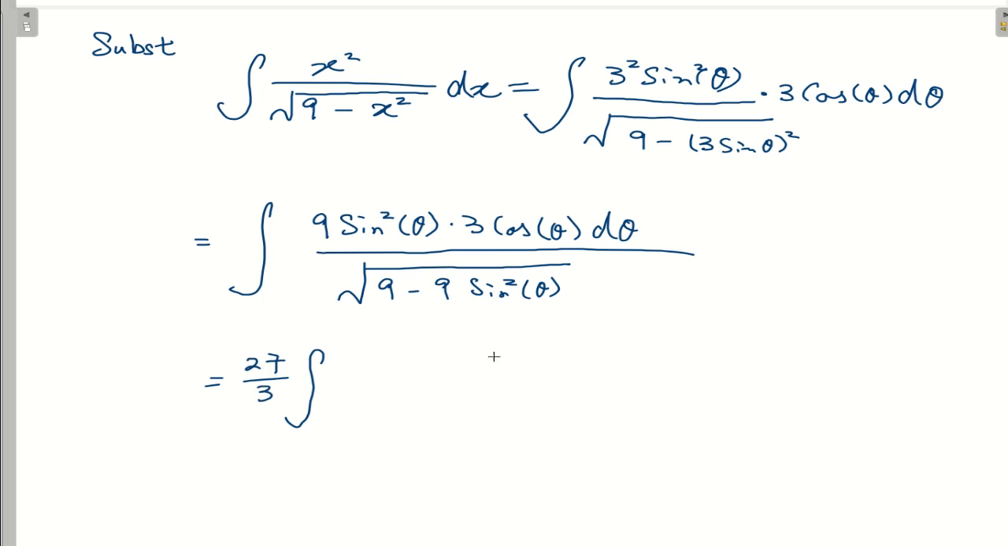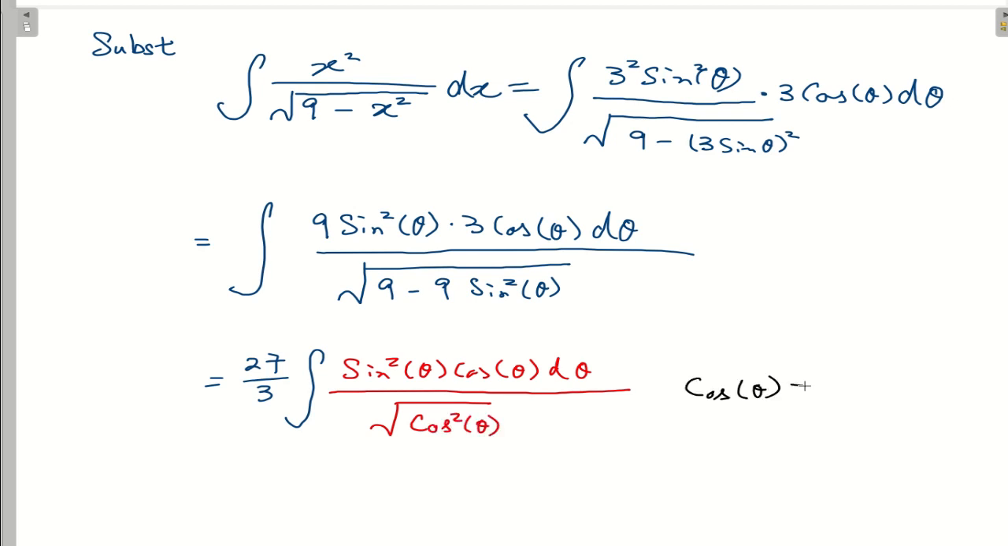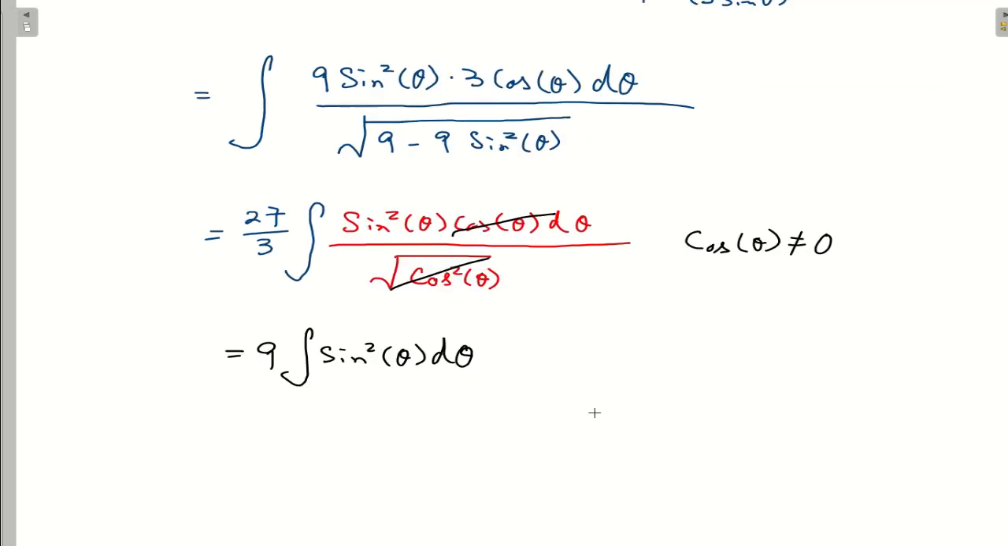And then it's equal to 27, and take out 3 outside here, so it's over 3. This one should be sine squared theta cosine theta d theta over the square root of 1 minus sine squared theta, which is the square root of cosine squared theta. And we know that cosine theta is not equal to 0, so this one can be cancelled out. And finally, we get the integration of 9 sine squared theta d theta.